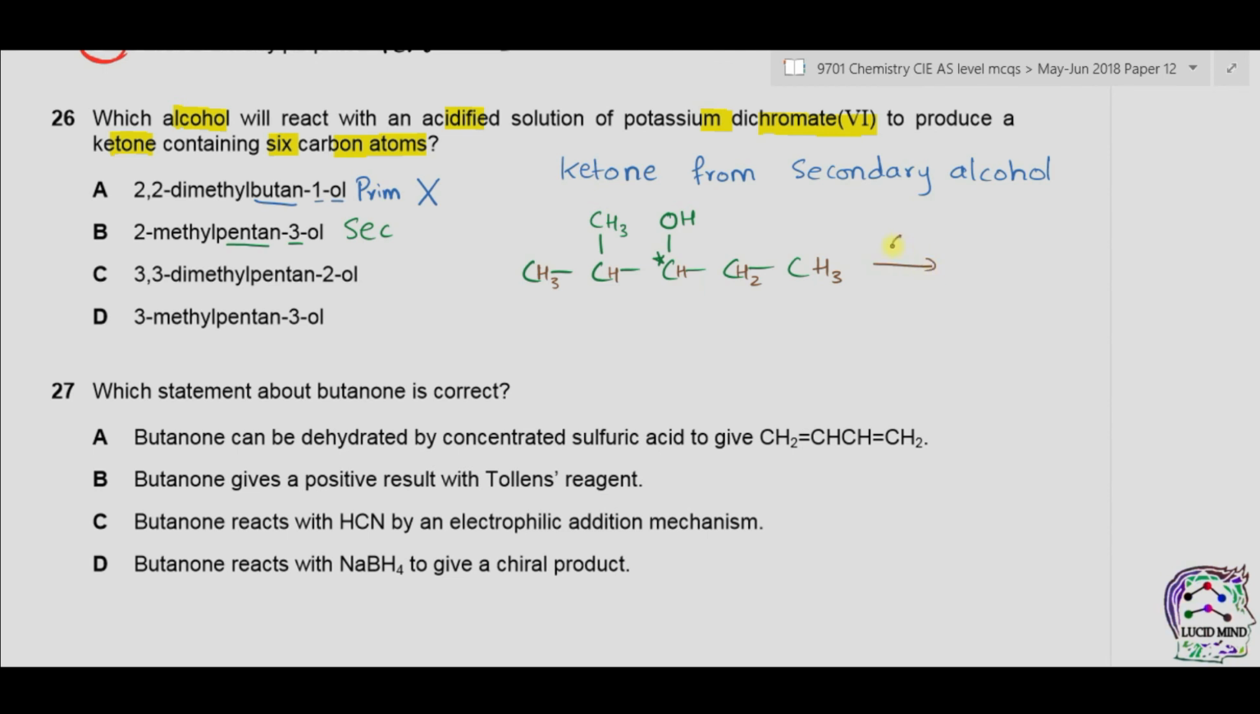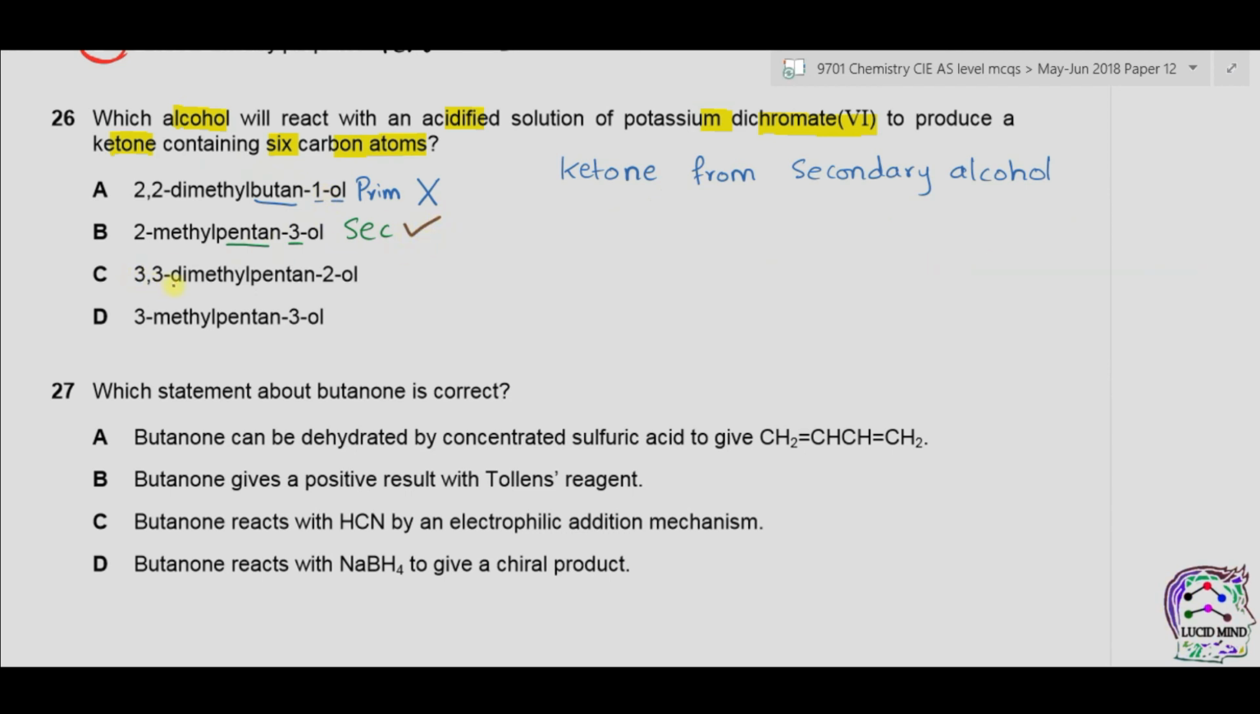Now upon oxidation it will form ketone. Alcohol is converted into carbonyl carbon. So now we have CH3, CH, CH3. Carbonyl will be formed upon oxidation. Then we have CH2 and CH3. Now we can see that in total we have 1, 2, 3, 4, 5, 6 carbon atoms. So as in the question 6 carbon atoms ketone was formed, so therefore B could be the correct answer.